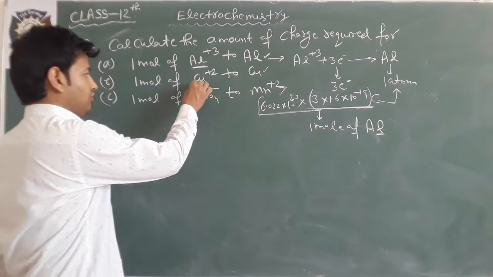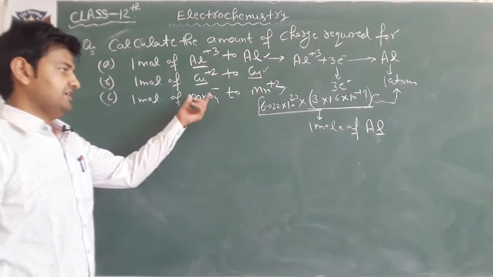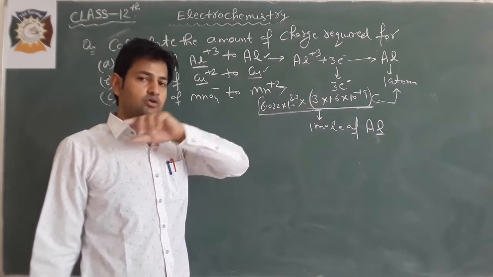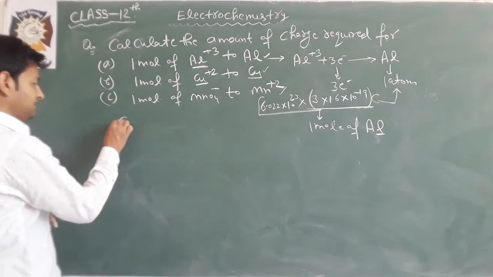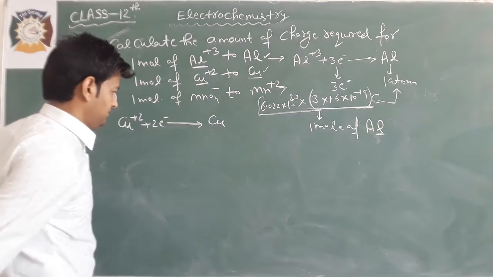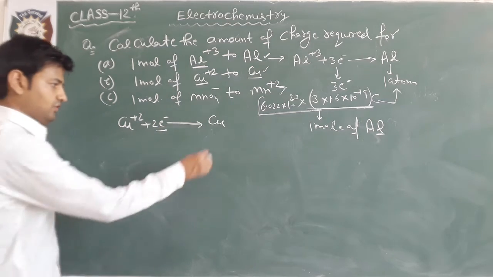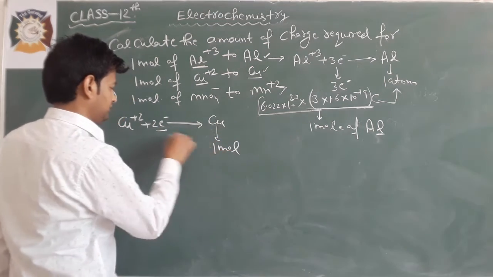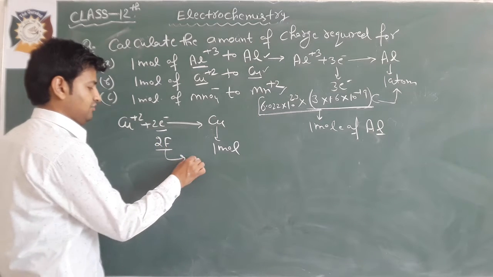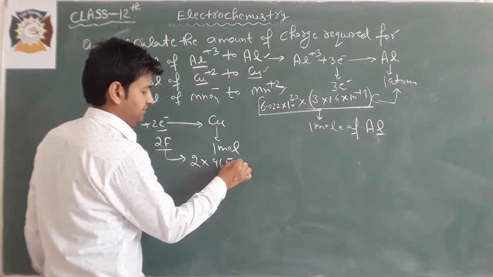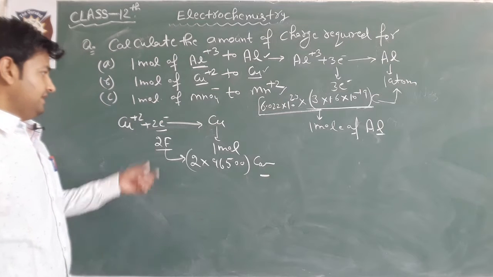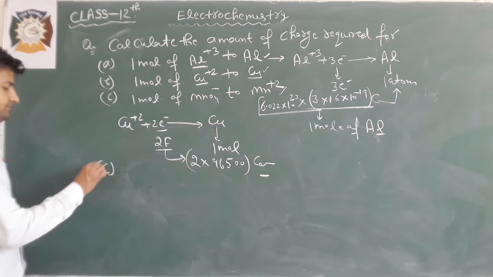And in case of copper, 2 electrons are required, so the requirement is 6.02 times 10 to the power 23 into 2 into this. Or simply we can also say that copper plus 2 plus 2 electrons gives us copper. There is a requirement of 2 for the deposition of 1 mole, so 2 Faraday of electricity is required, and it comes out to be 2 into 96500 coulomb of charge.